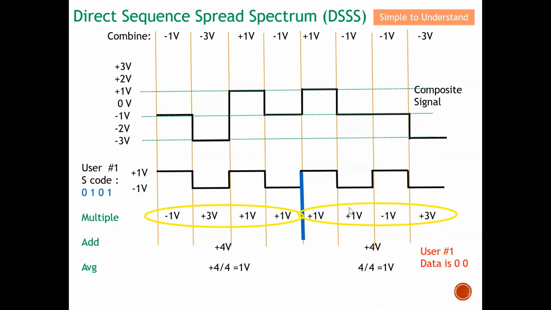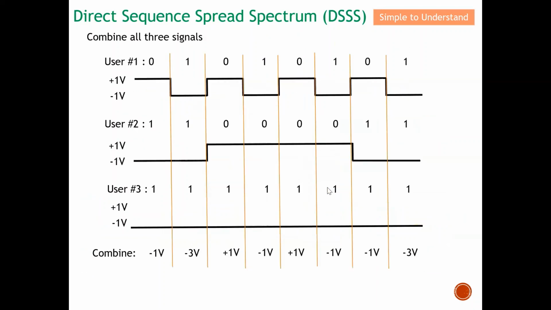Okay, same over here. So what I need to do is add them all together: +1, +2, -1 becomes +1. Okay, +3 becomes 4 volt here. So again, it's a 4-bit spread code. I divide by 4. So I actually get 1 volt. And again, 1 volt means it's a data 0. So now I can actually recover my user 1 data, which is 0, 0.